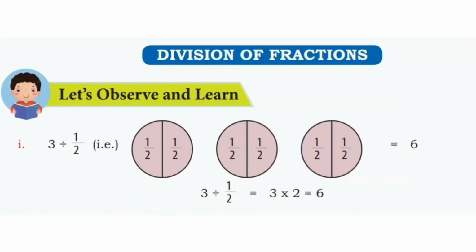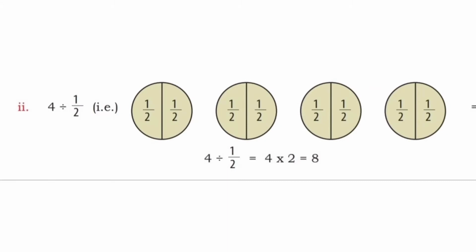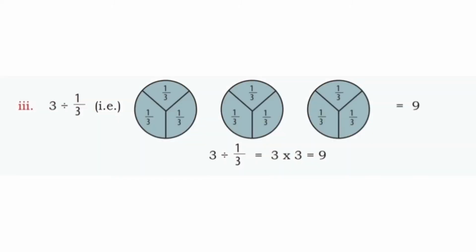Alright. To understand this further, let's have a look at another example. 4 divided by 1 by 2. Now, let's draw 4 circles and each circle is divided into halves. So, how many halves are there? If you have to count, you can see that there are totally 8 halves. That means 4 divided by 1 by 2 can be written as 4 into 2, which is 8. Alright. We are doing this because we are going to arrive at a formula that will help you to do division.